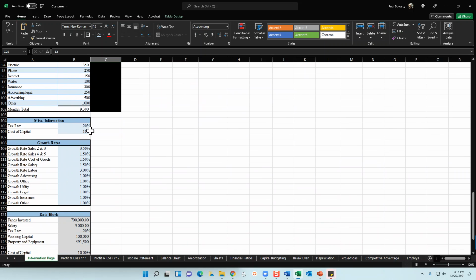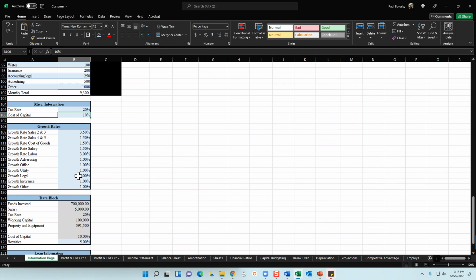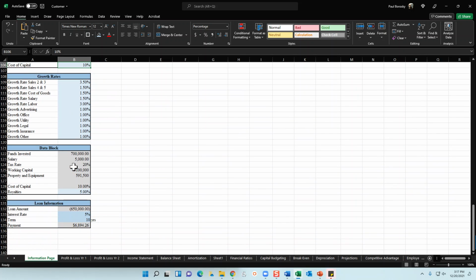Here are going to be your miscellaneous growth rates for your tax rate, your cost of capital, and your projected valuation. And then these are some of the growth rates we're going to be using on an annual basis to increase all the line items of the financial model.